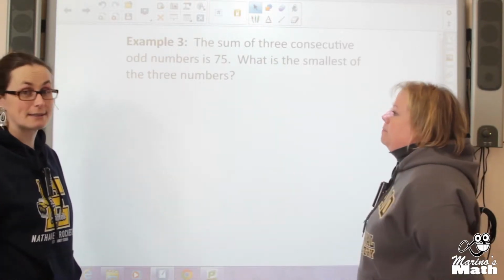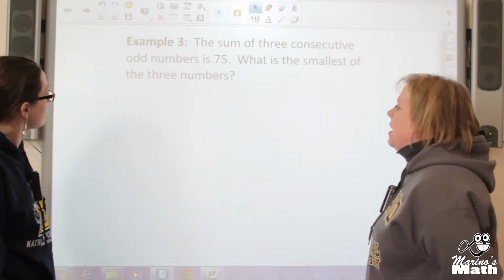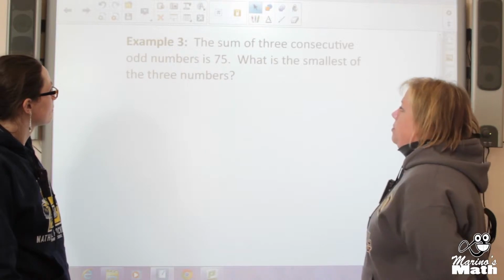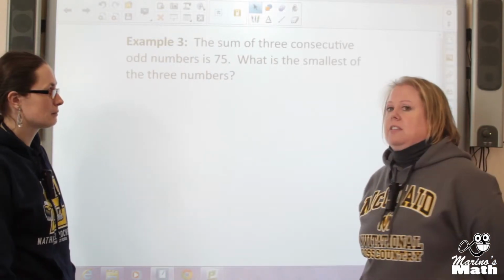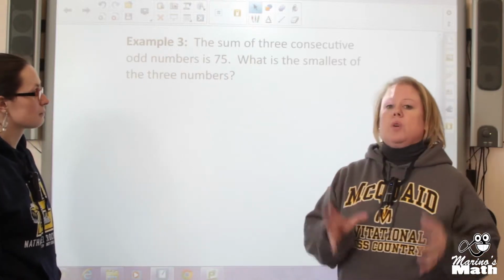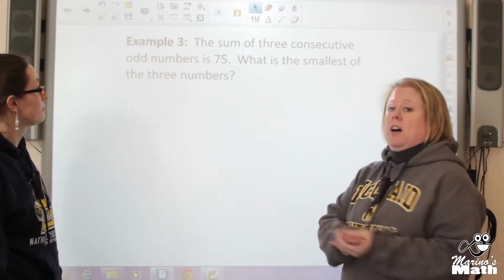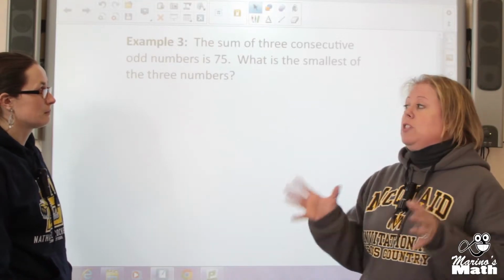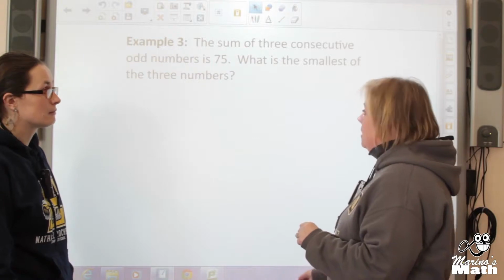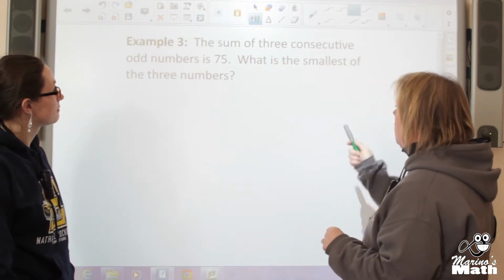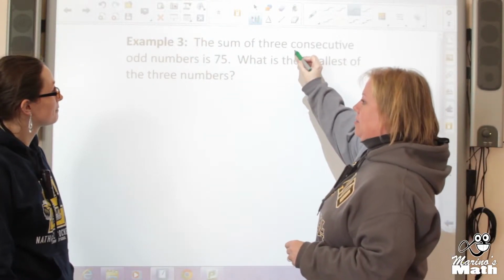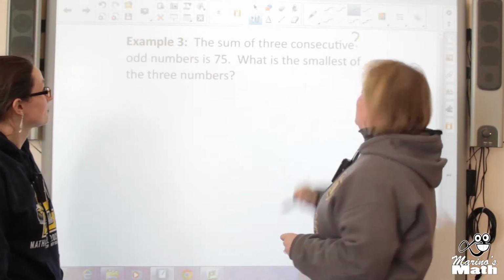So again, we're going to read it once. Okay. The sum of the 3 consecutive odd numbers is 75. What is the smallest of the 3 numbers? So I'm going to look at this as something that we would do in ELA class. There might be some words that we don't understand. So in order to solve this problem, we first have to understand what the problem is asking us. So my first thing is going to be looking at the words and seeing if there's one word that I might not be too sure of. And the one word that I might have a question about would be the word consecutive.